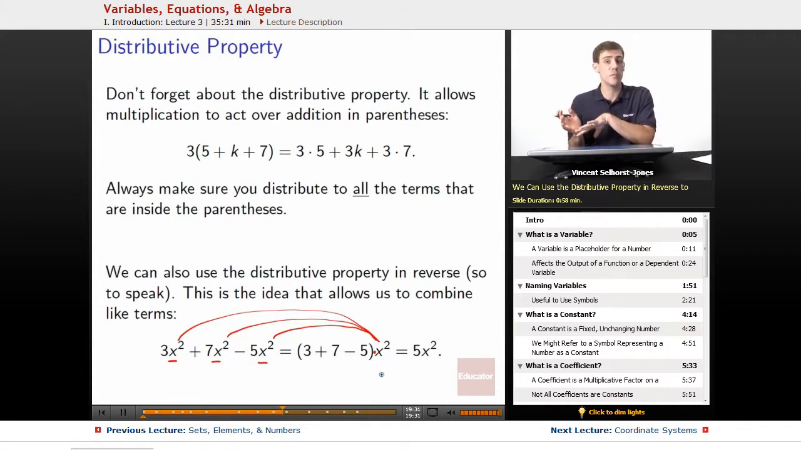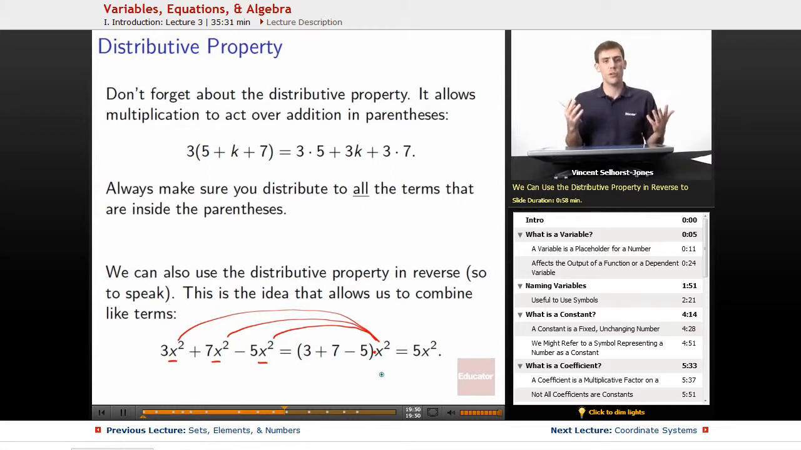Because if we did the distributive property again, we'd get what we started with, so it must be the same thing. Now, 3 plus 7 minus 5, well, that just comes out to be 5, right? 3 plus 7, 10, minus 5, 5. We get 5x squared, and that's what allows us to combine like terms. We're sort of pulling out the like term, doing the math, and then putting it back in.